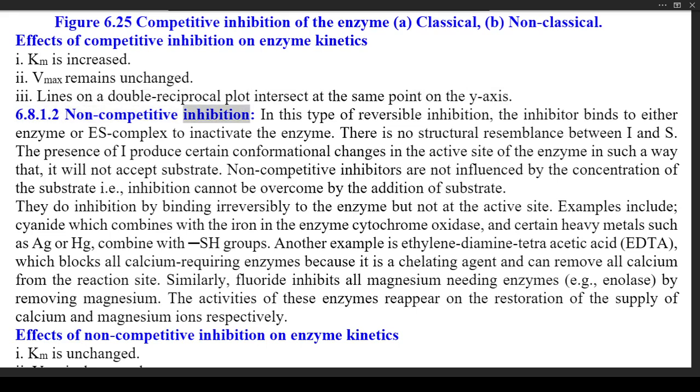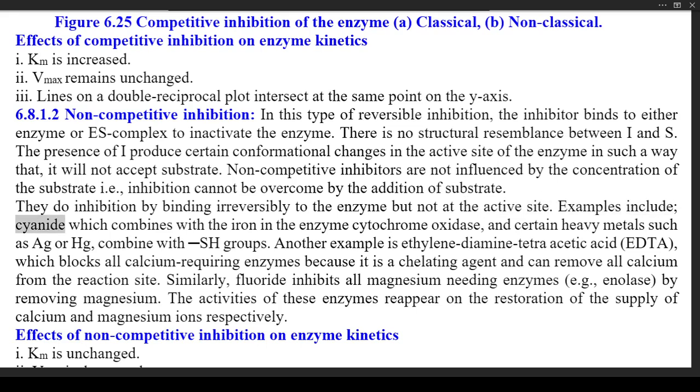6.8.1.2 Non-competitive inhibition. In this type of reversible inhibition, the inhibitor binds to either enzyme or ES complex to inactivate the enzyme. There is no structural resemblance between I and S. The presence of I produces certain conformational changes in the active site of the enzyme in such a way that it will not accept substrate. Non-competitive inhibitors are not influenced by the concentration of the substrate, i.e., inhibition cannot be overcome by the addition of substrate. They do inhibition by binding irreversibly to the enzyme but not at the active site.